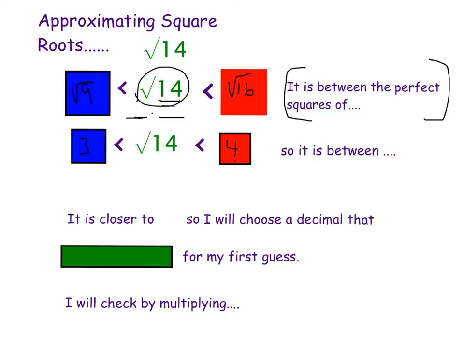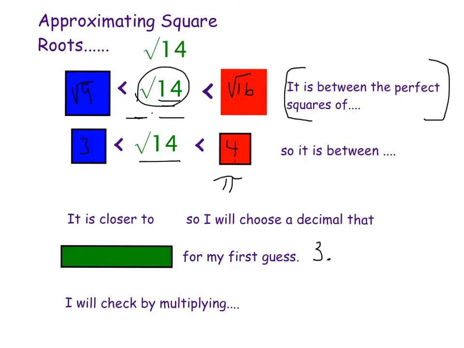Now I want to remind you, we'll never find it exactly because it is an irrational number. If you plug it into a calculator, it's going to give you a decimal, but in reality that decimal will go on and on and on, just like pi. So we know that it's between 3 and 4, so my first guess is going to be 3 point something.